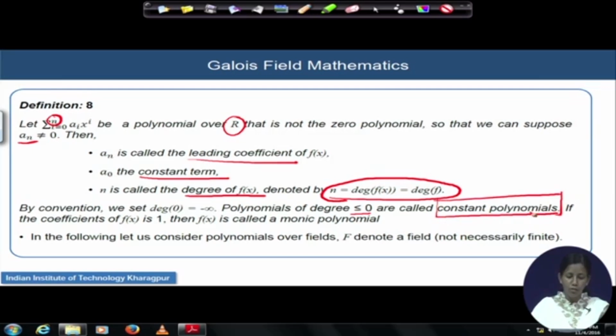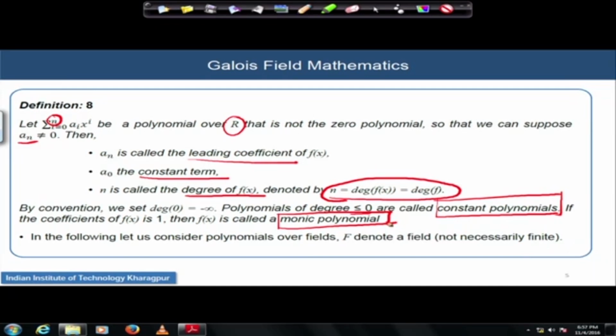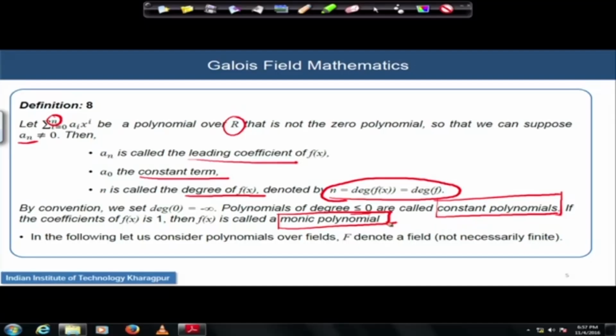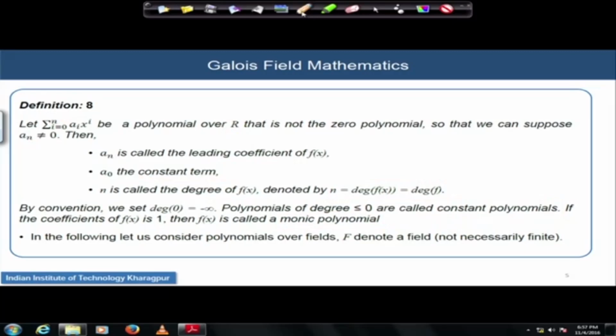If all the coefficients of f(x) are equal to 1, we will call it a monic polynomial. In the last slide we learnt about the zero polynomial, where all the coefficients are 0. All coefficients equal to 1 means a monic polynomial, and if the degree is less than or equal to 0, the polynomial will be called a constant polynomial. From next onwards, let us consider the polynomials over a field F. F need not be a finite field, it may be infinite also.